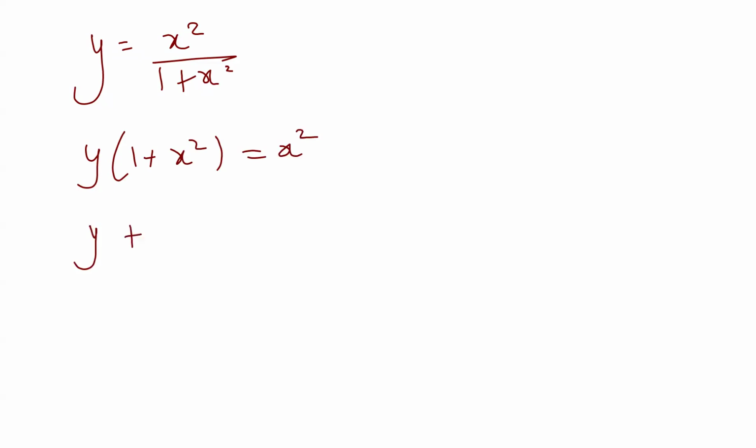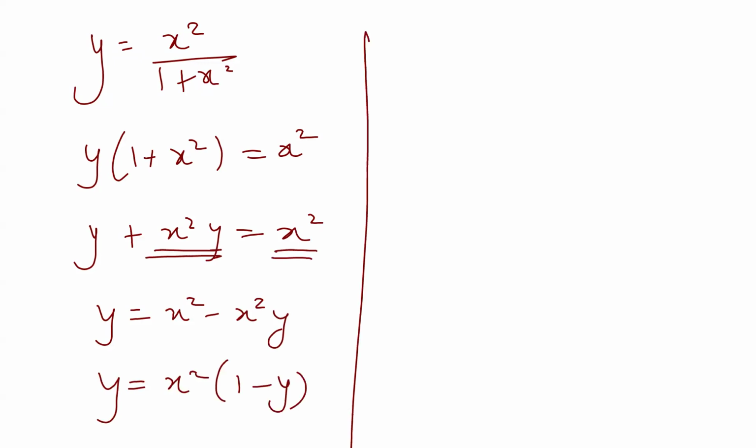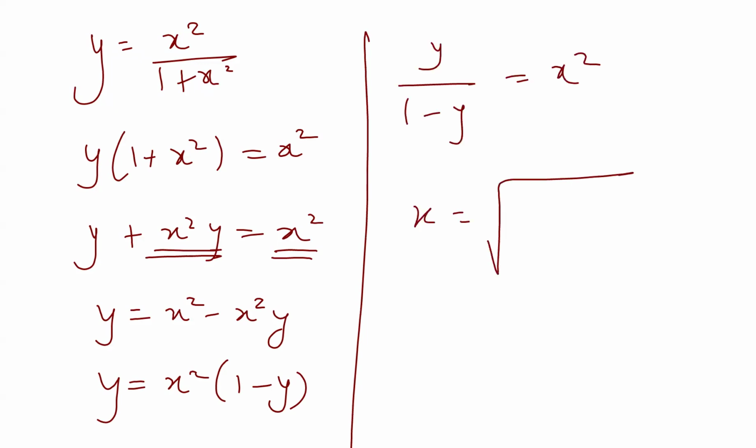Okay, so y into 1, that is y. x square y is equal to x square. y is equal to x square minus x square y. Take x square common. Always group the x square terms or x terms to get the value of x. So y upon 1 minus y is equal to x square. x is equal to root of y upon 1 minus y.